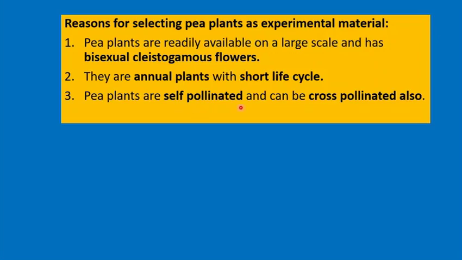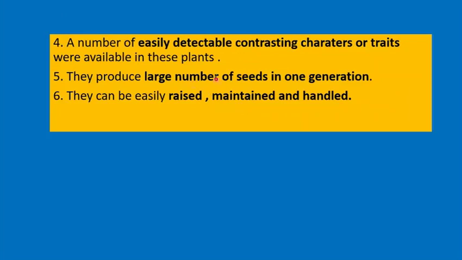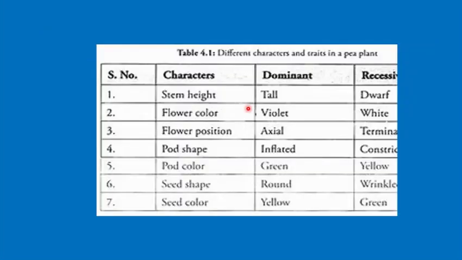Pea plants can be self-pollinated and can also be cross-pollinated. A number of easily detectable contrasting characters are available in these plants. They produce a large number of seeds in one generation and they are easily maintained and handled. Now, these are the different characters present in the pea plant due to which Mendel selected pea plant as his experimental material.